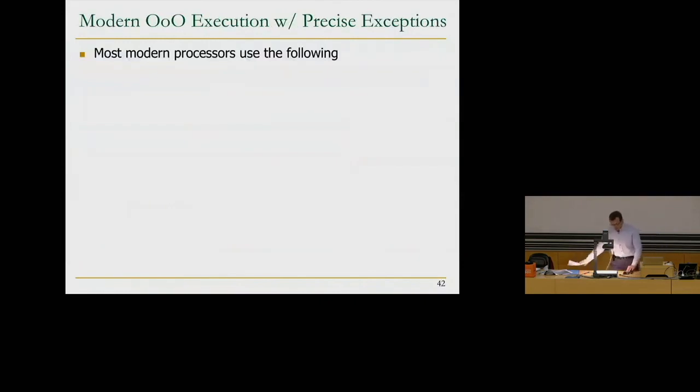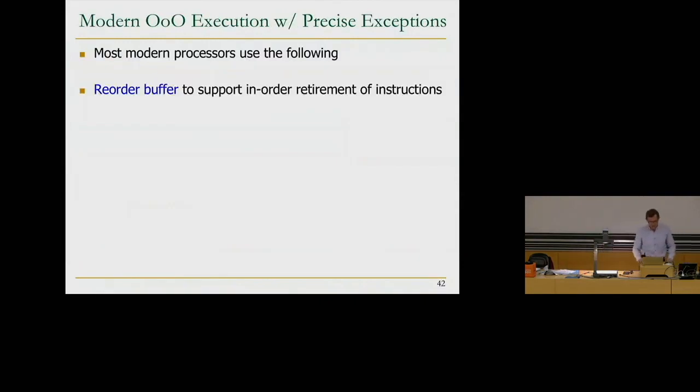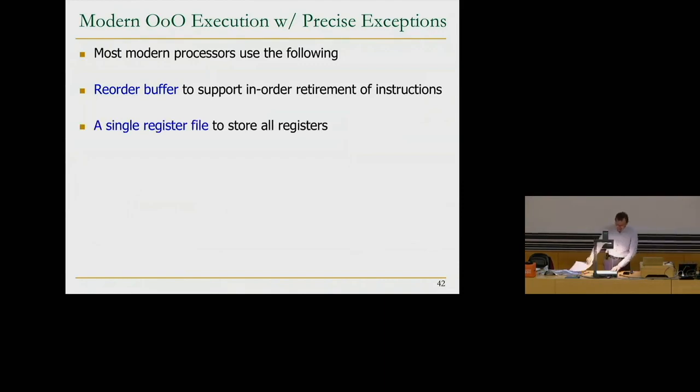Now I'm going to tell you exactly how most modern processors do it. They use a reorder buffer to support in-order retirement of instructions, just like we've discussed. But they use a single register file to store all of the registers. There are some processors that use what I just discussed, but a lot of modern processors use a single physical register file. There's a trade-off associated with this, which we're not going to go into.